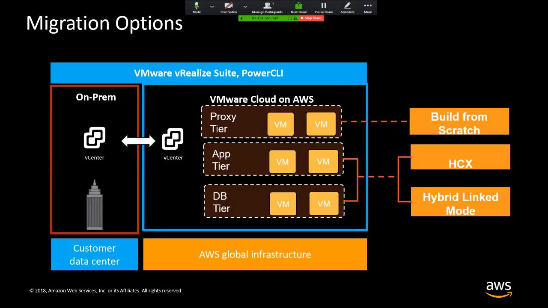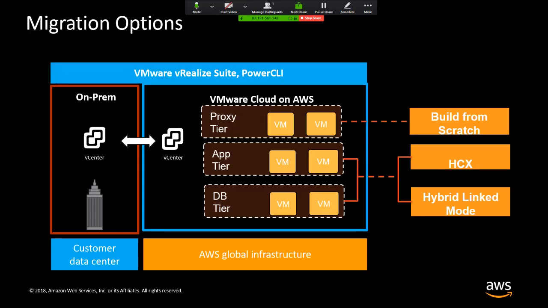So for our proxy tier, which is a non-persistent workload, stateless web servers that don't have any data that needs to persist, perhaps the simplest migration method is to simply rebuild those from scratch inside VMware Cloud on AWS, particularly if you're using infrastructure as code and able to stand up your workload very easily. That can be a really good way to migrate some workload to VMware Cloud on AWS.